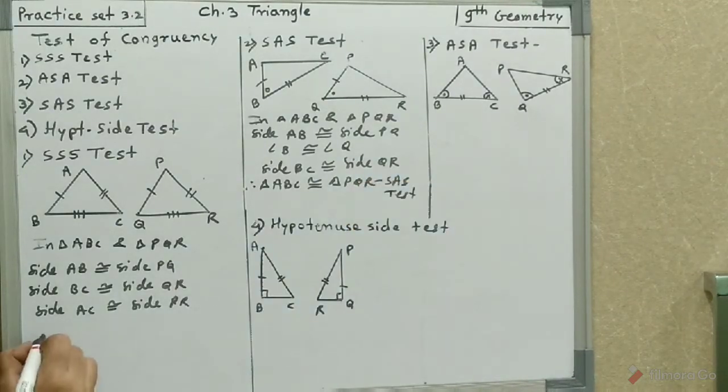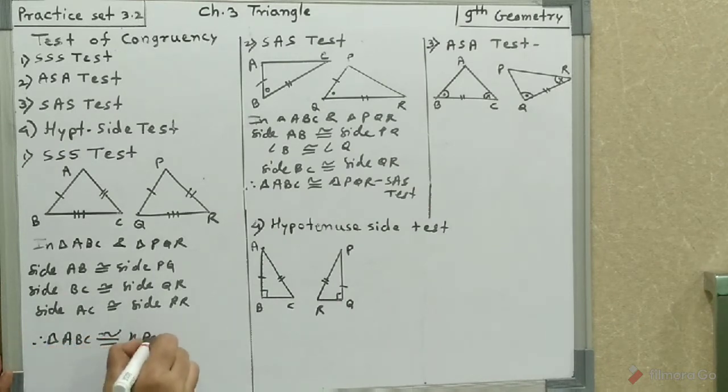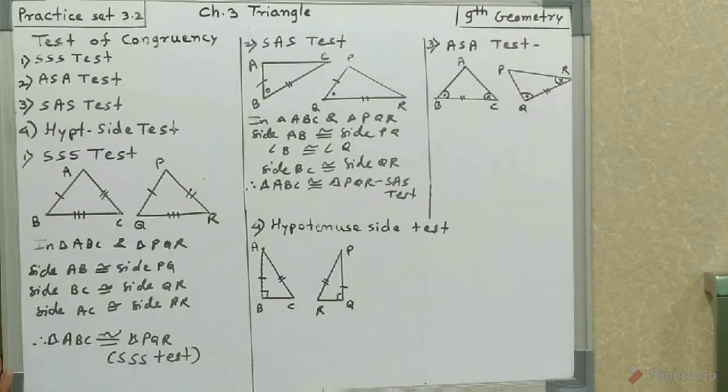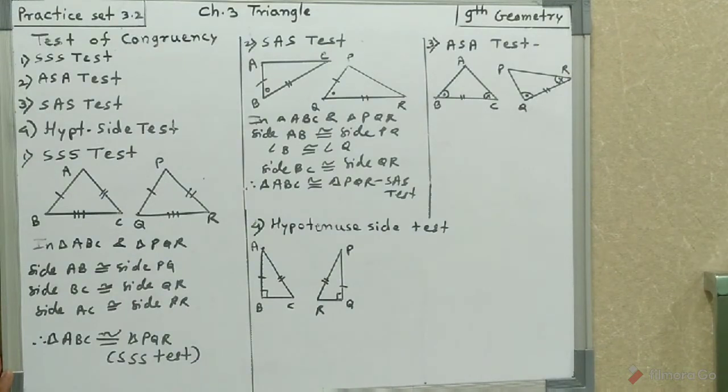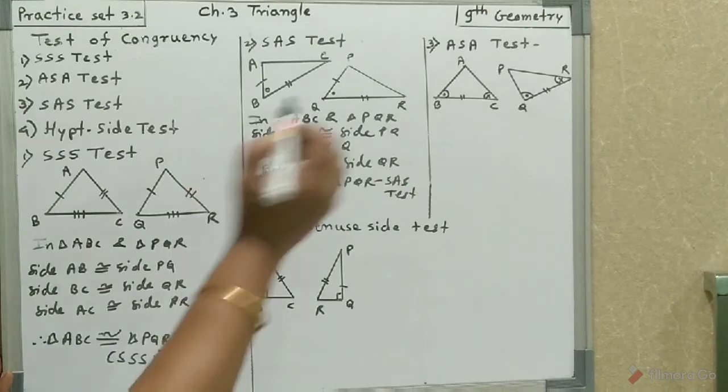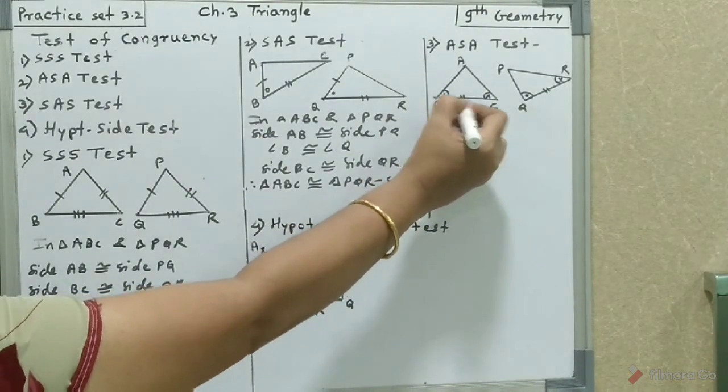Okay, so here also triangle ABC is congruent to triangle PQR by the SSS test. Now we see the next one, that is the ASA test. In this test, in correspondence, if two angles of triangle ABC are equal to two angles of triangle PQR, this one triangle and this is another triangle, and the side included by the respective pair of angles are also equal. So these are the two angles and this is the included side.